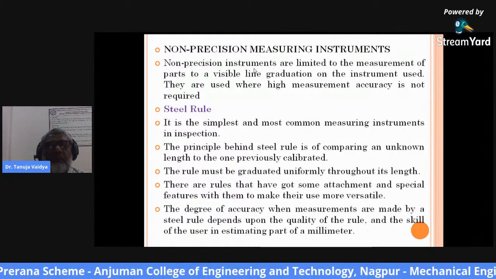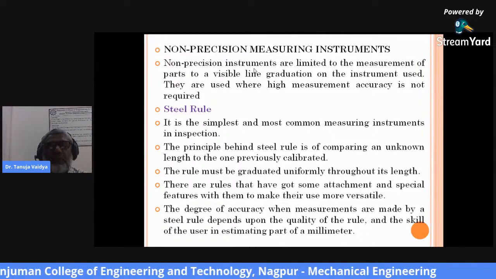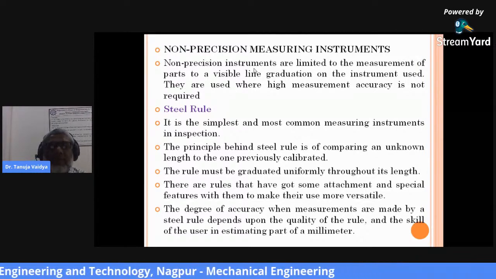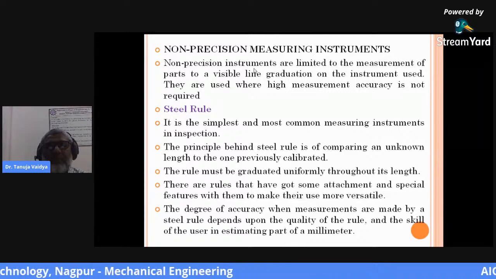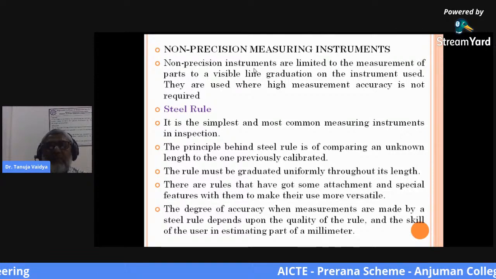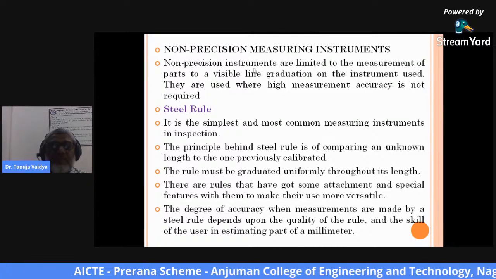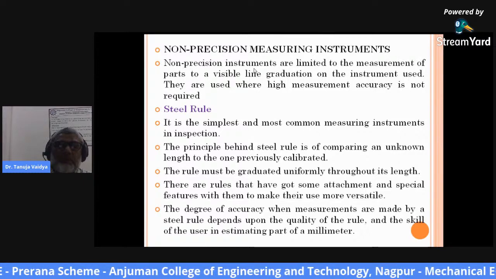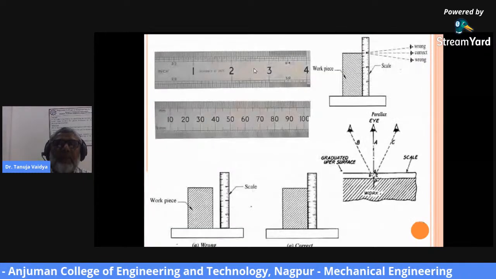The rule for a steel rule is that it must be graduated uniformly throughout its length, either in metric units or in imperial units. There are rules that have some attachments and special features to make their use more versatile. What are those other rules? Here we are going to see.